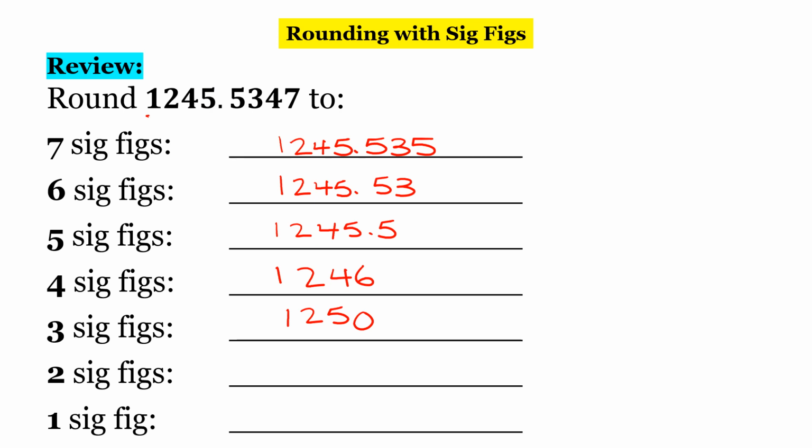For 2 sig figs, we're going to round down. And finally, for 1 sig fig, we are also going to round down. Again, we leave off the decimal point so that we are not counting those trailing zeros. And that's how to round a large number with significant figures.